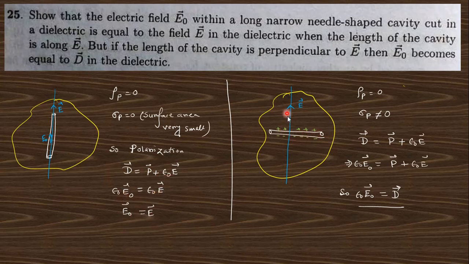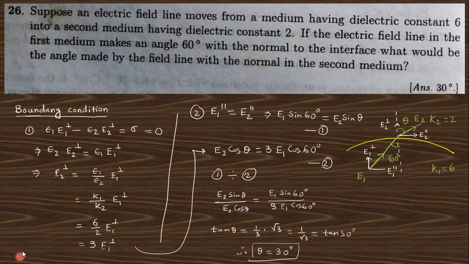In that case there is a charge separation, plus and minus charge, so the surface charge density is not 0, so you can write this as a sigma, and P is not 0. That's why this is the total D, right? Go to the next question.